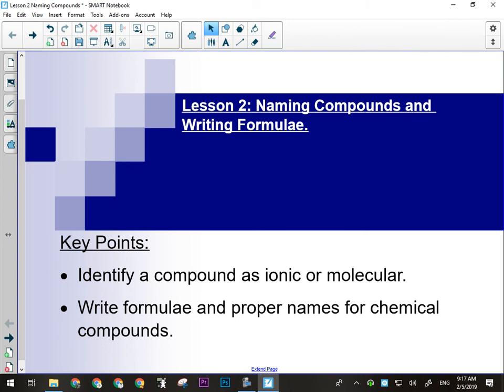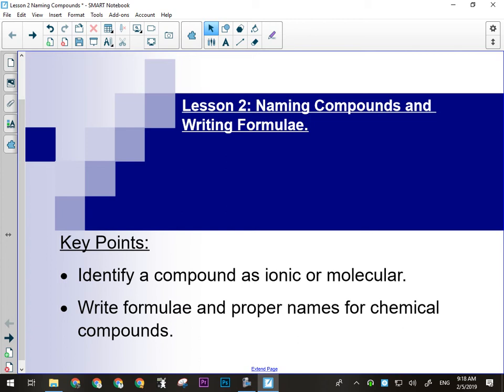All right, so the first thing we got to review is that there are essentially two types of binary compounds. Those two types of binary compounds are ionic and molecular. Now, what does an ionic compound have in it? Anybody remember? Okay. A metal and a non-metal.